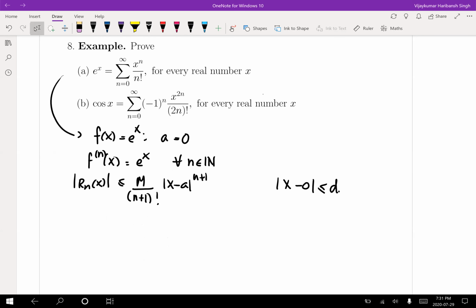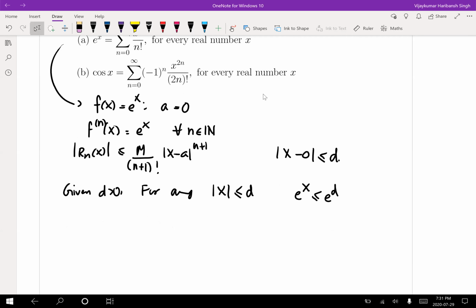Okay, so now we have what? Given d greater than 0, for any absolute value of x less than or equal to d, we have e to the x is less than or equal to e to the d. Why is that? Because it's increasing. So we have f n plus 1 of x is going to be less than or equal to M, so that is less than or equal to e to the d.